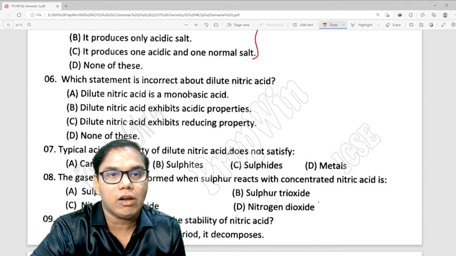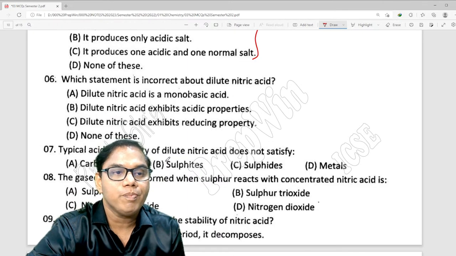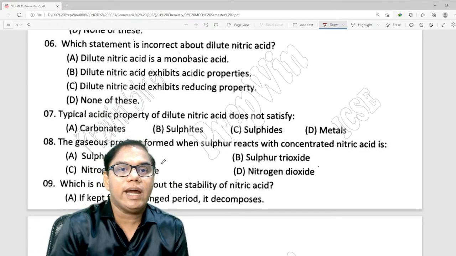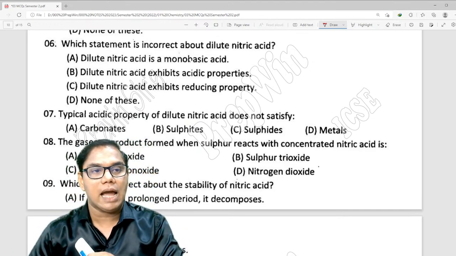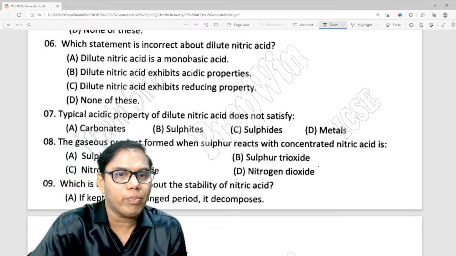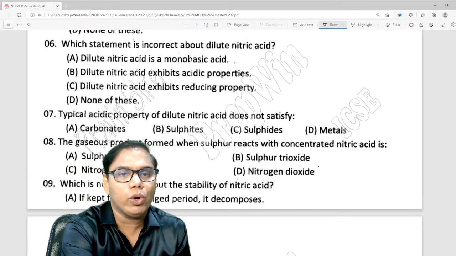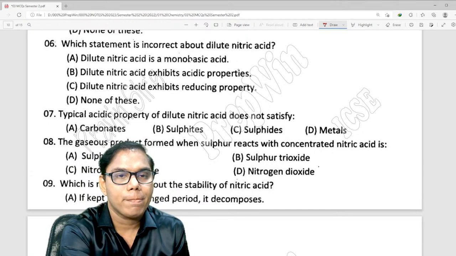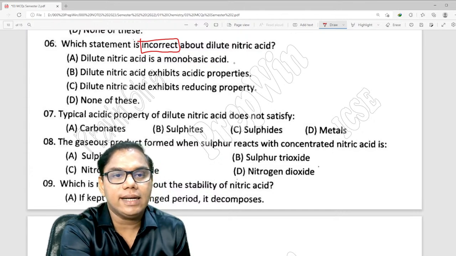It is a combination of both acid and base. Maybe this question may be asked because acid base was there in your first semester. Which statement is incorrect about dilute nitric acid? It is monobasic, it exhibits acidic property, it exhibits reducing property, none of these. Nitric acid is monobasic, so this statement is correct.